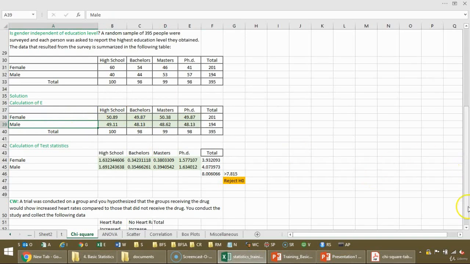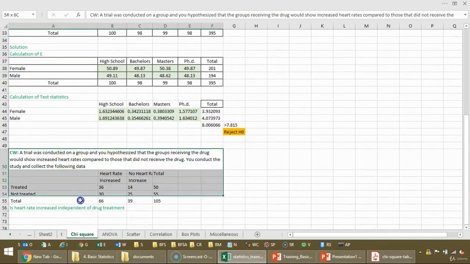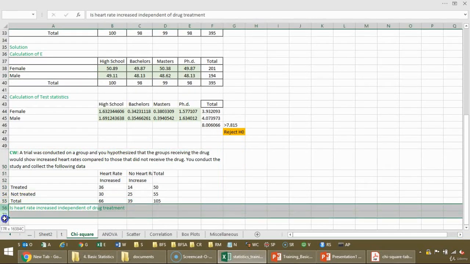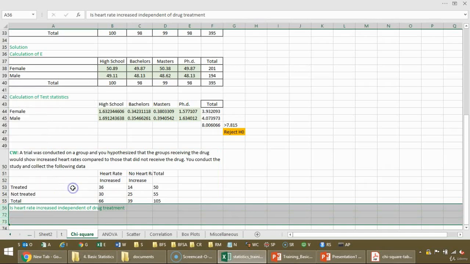Now, this is one more classwork. Please do it after this video. This is the data, please do it. The answer is also hidden over here. If you unhide, you will see the answer, but look at the answer only after solving on your own. And if there are any questions, please write them in the discussion board.